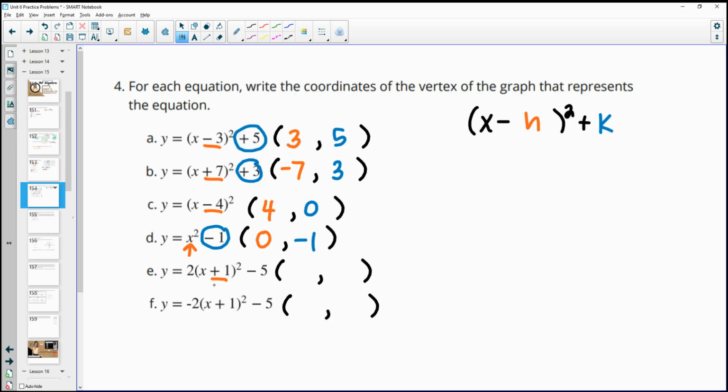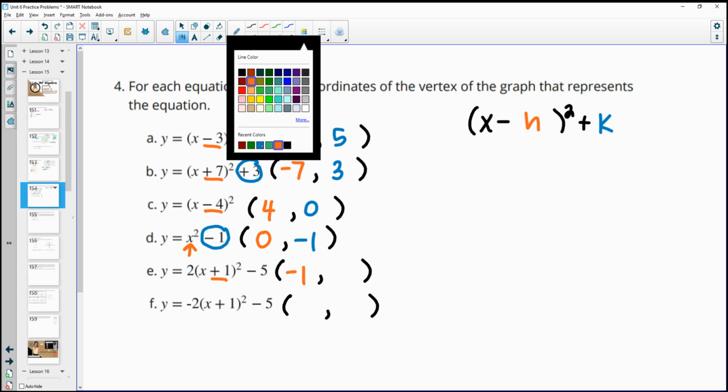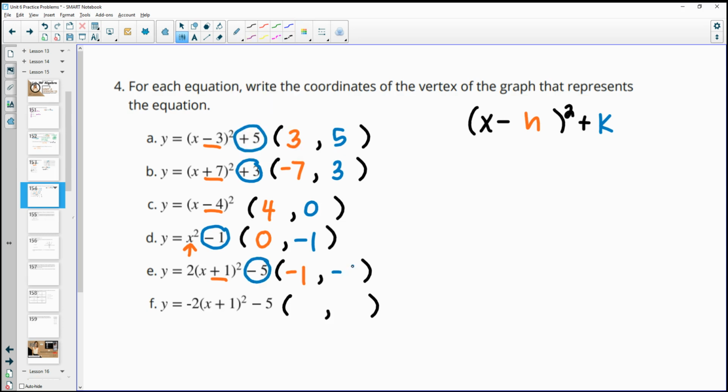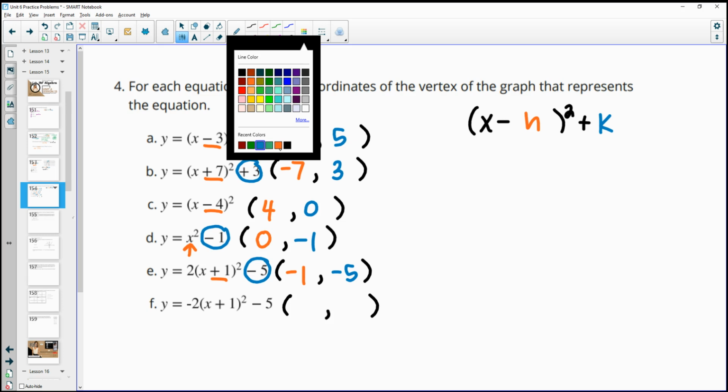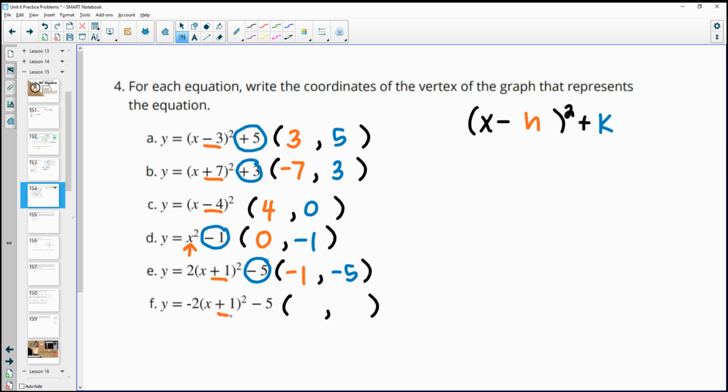For part E, the opposite of +1 is -1. And then we have the -5 outside, which would be our y value. For part F, the opposite of +1 is -1. And then we have a -5 out front. So that's going to be -5. So none of the stuff, the a value or the number in front of the parentheses, impacts the vertex. That's going to just change the direction possibly of your parabola if it's negative, and then it's going to change the width of it.